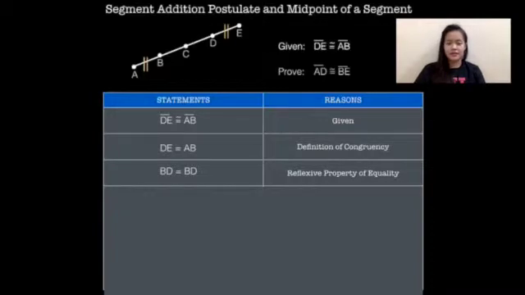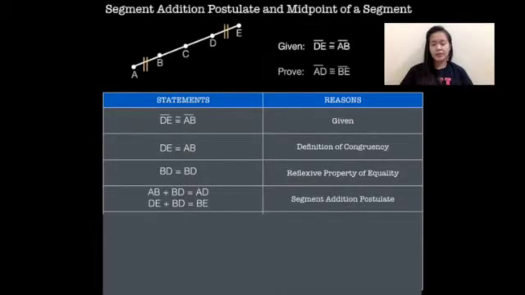Since the only given items are DE and AB, we have to bring out items needed so that we can accomplish the proving portion. To do this, we must find a similarity between the two given, which is BD. The reflexive property of equality helps us state that BD is equal to BD. This is where segment addition postulate comes in. We use the given from the previous step and add it to the already given information. So AB plus BD equals AD, and DE plus BD is equal to BE. This is how we're able to bring out the items needed for proving.